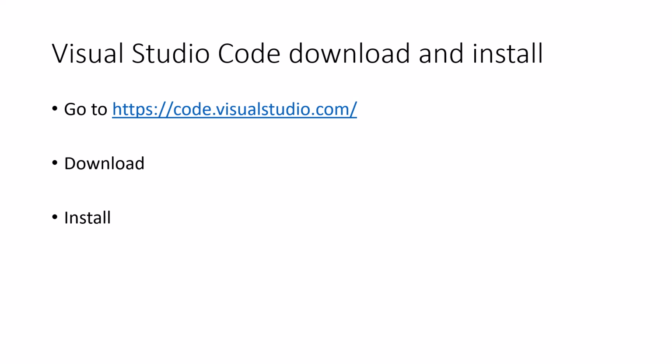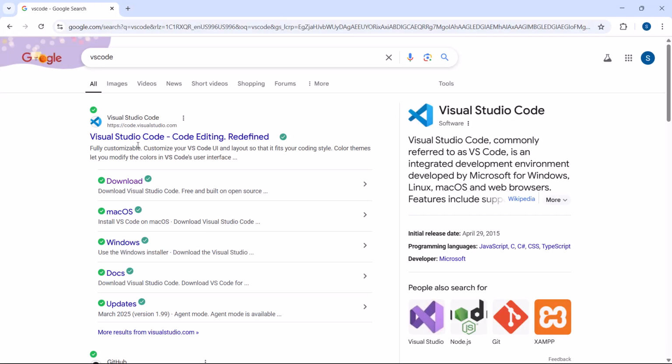Now let's see how to download VS Code, that is Visual Studio Code, and how to install it. So all you have to do is go to this website, https://code.visualstudio.com, and then depending on your operating system you can download the installation file and then install it, right? So this is the Visual Studio Code page.